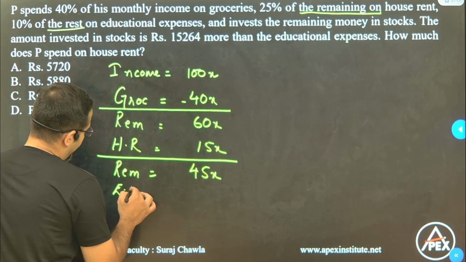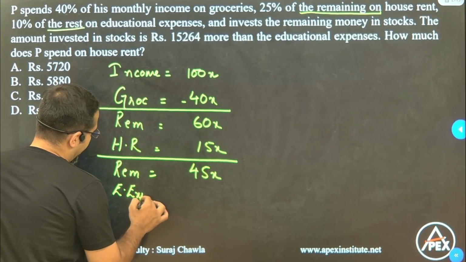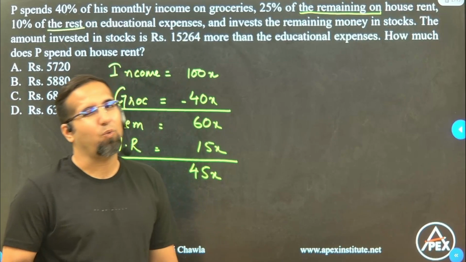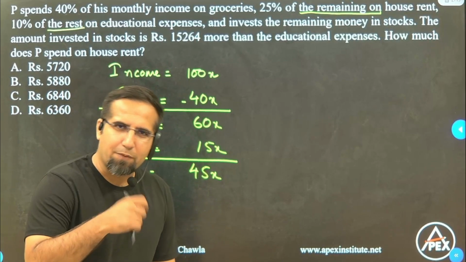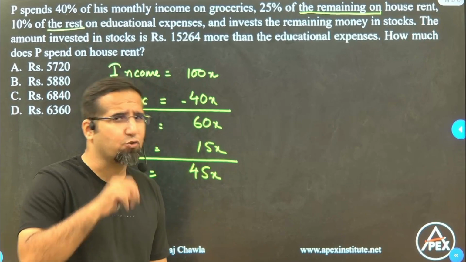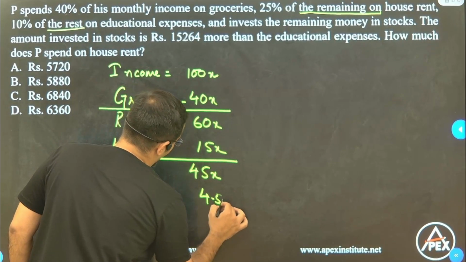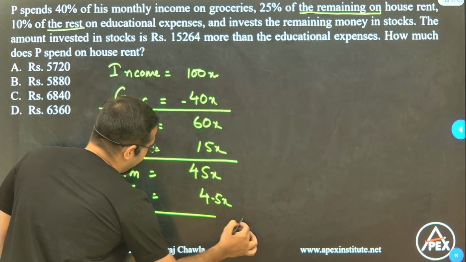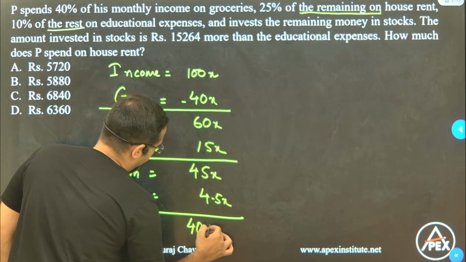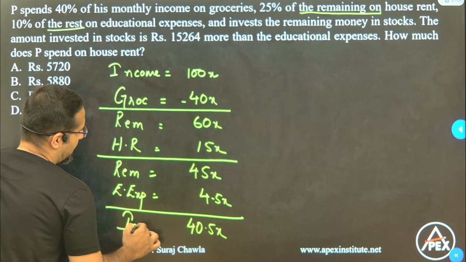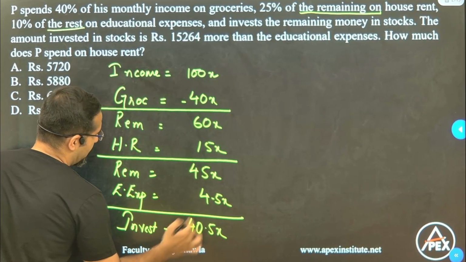So educational expenses is 10% of 45x. Now please remember, 10% is nothing but 1 by 10. Right? So what is 1 by 10 of 45x? 1 by 10 of 45x is going to be 4.5x. So let us quickly calculate. This value is 4.5x. And finally the rest amount, that is 40.5x, he invests. So this is the money that he is investing in the stocks.